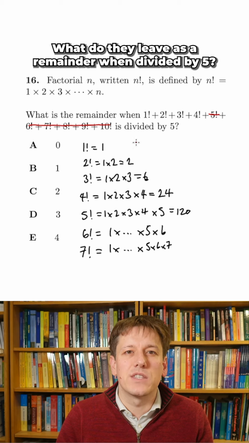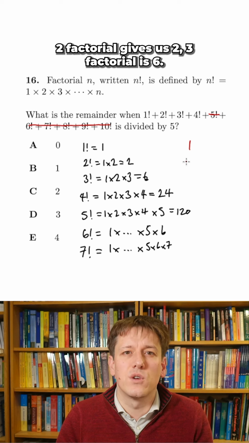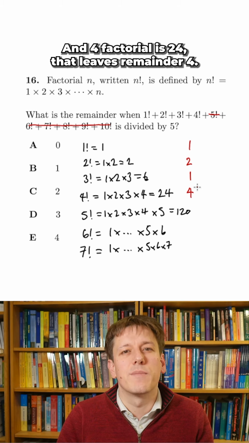What do they leave as a remainder when divided by 5? Well, 1 factorial gives us 1, 2 factorial gives us 2, 3 factorial is 6, so 6 divided by 5 leaves remainder 1, and 4 factorial is 24, that leaves remainder 4.